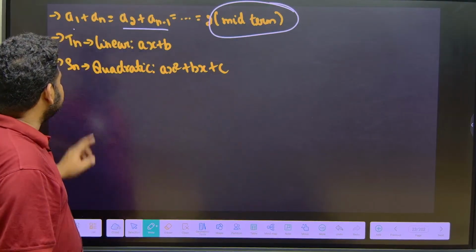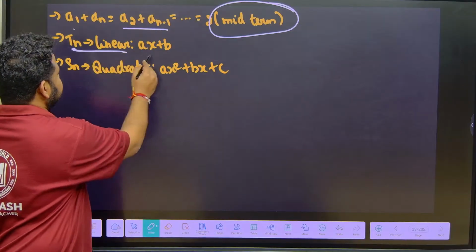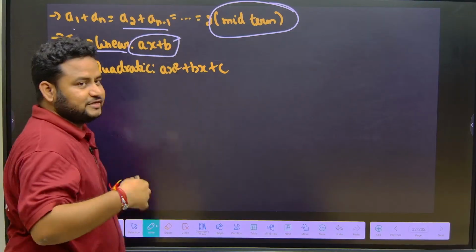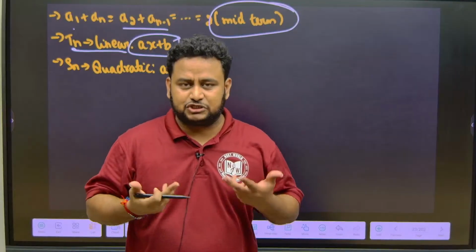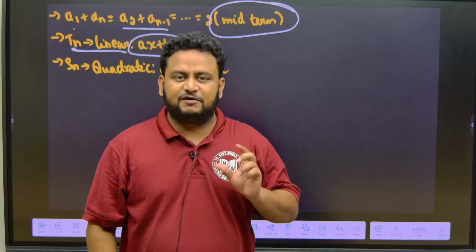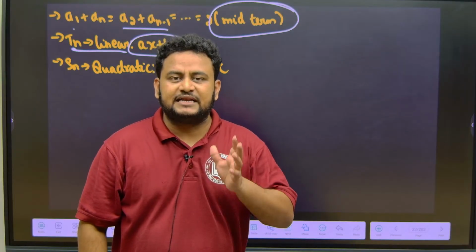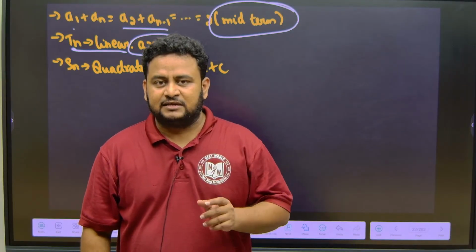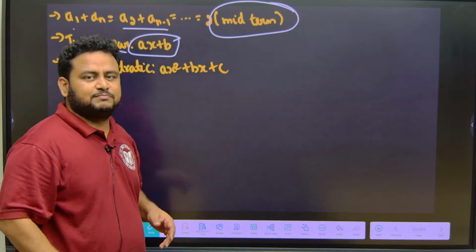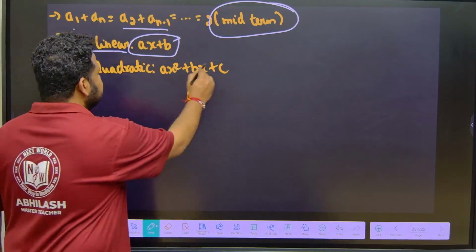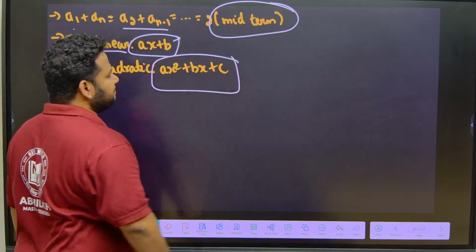Next, Tn. If you talk about Tn, it is linear, that is ax plus b. If they talk about a graph in graphical questions, if they give the nth term of an AP, represented by an or Tn, that is nothing but linear. So the graph will be linear. If you talk about Sn, the sum of n terms of an AP, that is quadratic, that is ax square plus bx plus c.